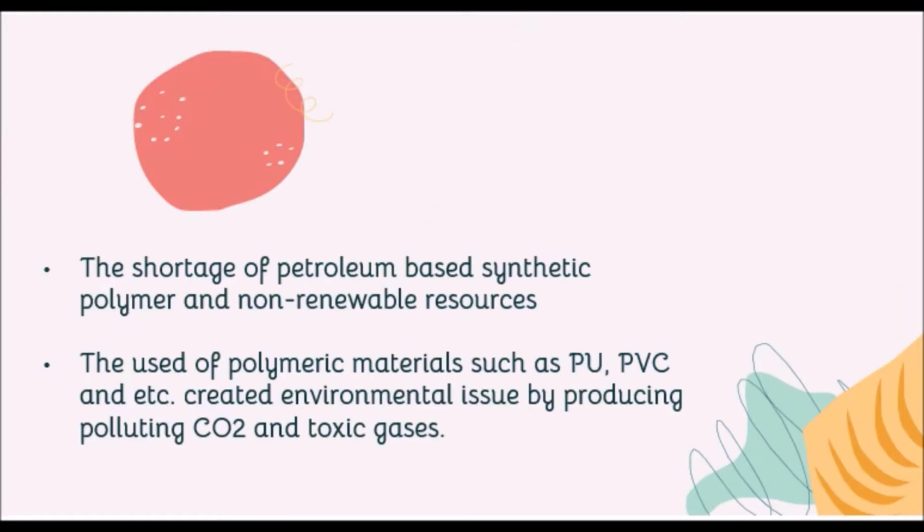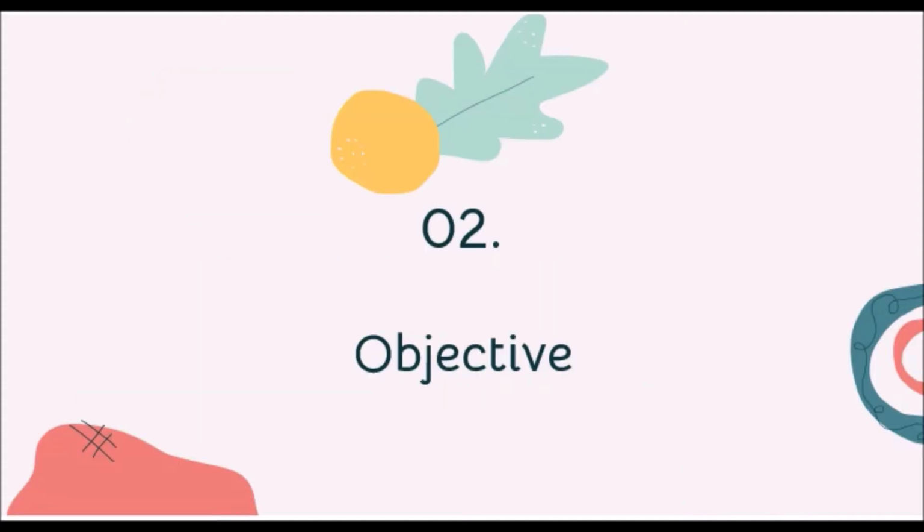So the first one is the problem statement. There is a shortage of petroleum-based synthetic polymer and non-renewable resources. It also involves the use of polymeric materials such as PU, which is polyurethane, PVC, polyvinyl chloride, etc., which can create environmental issues by producing polluting carbon dioxide gas and also toxic gases.